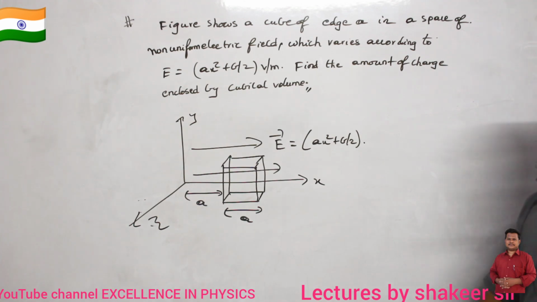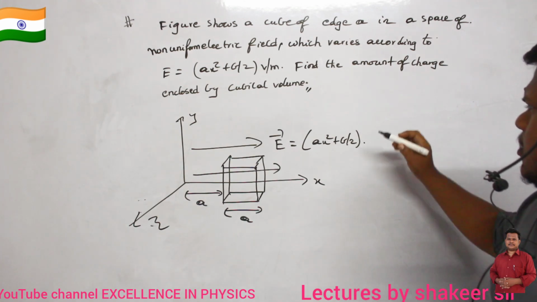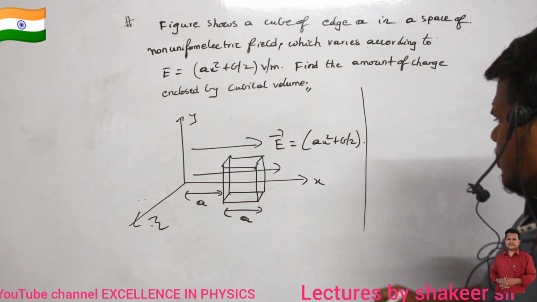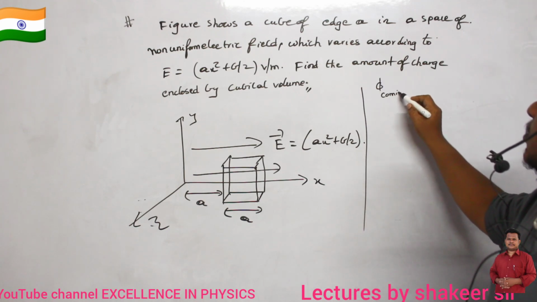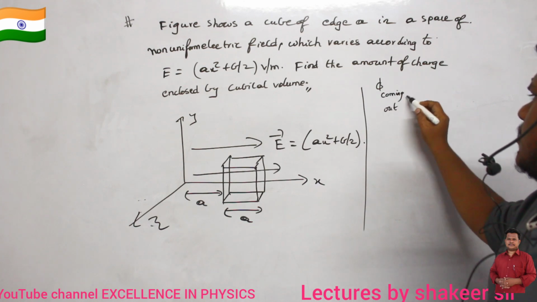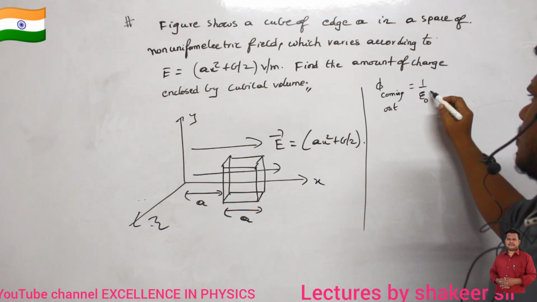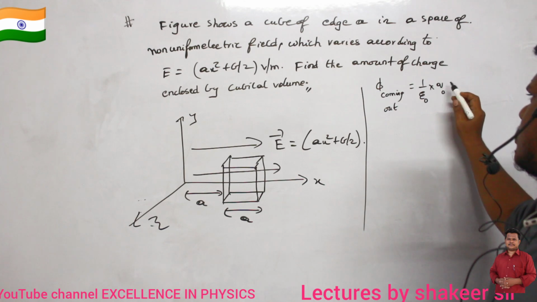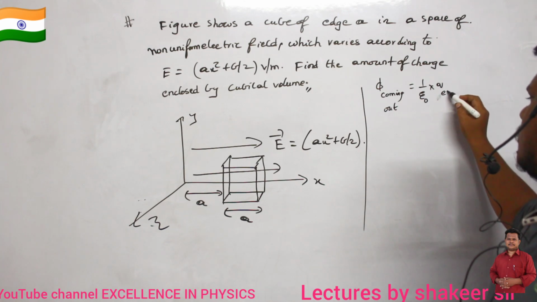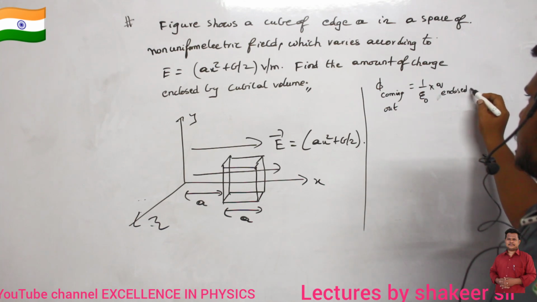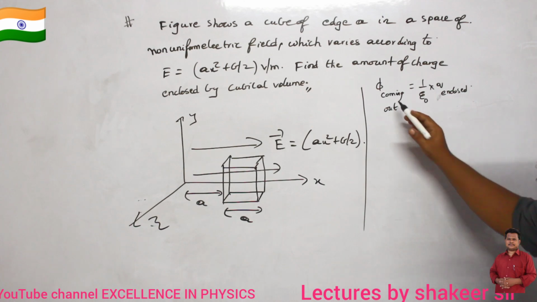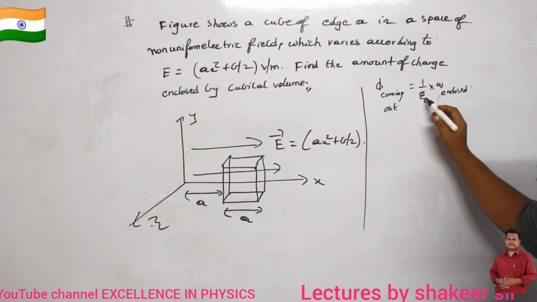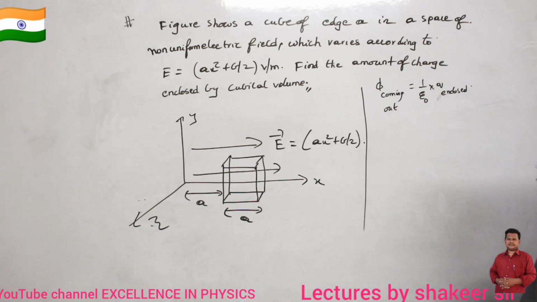First of all, how can I calculate the charge enclosed? Flux coming out is equal to 1 by E naught times the charge enclosed. What is this law called? Gauss law. So the flux coming out is equal to 1 by E naught times the charge enclosed.